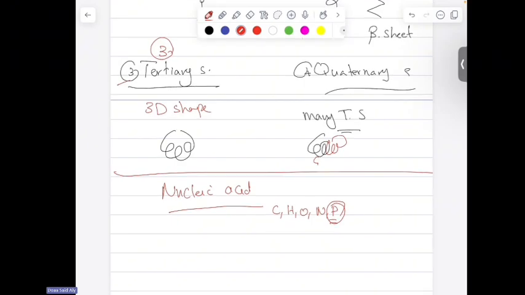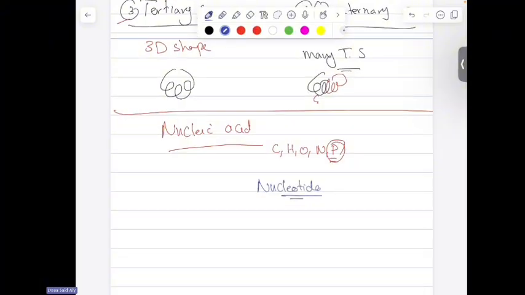Regarding the nucleic acid, the monomer of the nucleic acid is called a nucleotide. Each nucleotide is made up of three parts. Firstly, it's made up of a sugar, and bonded to the sugar is the phosphate group, P, and to the right there is a nitrogenous base.